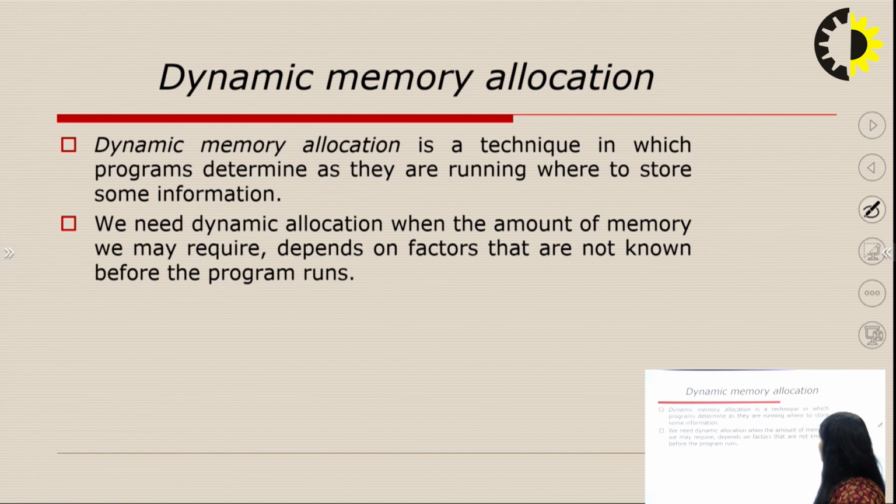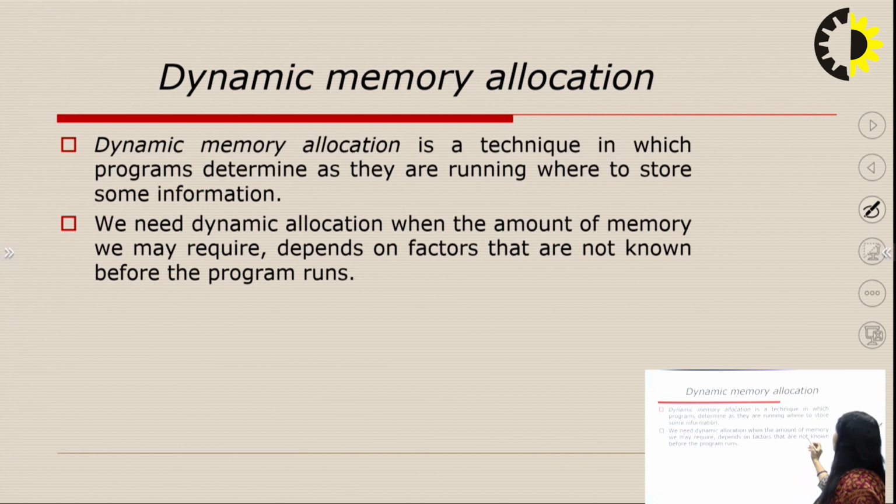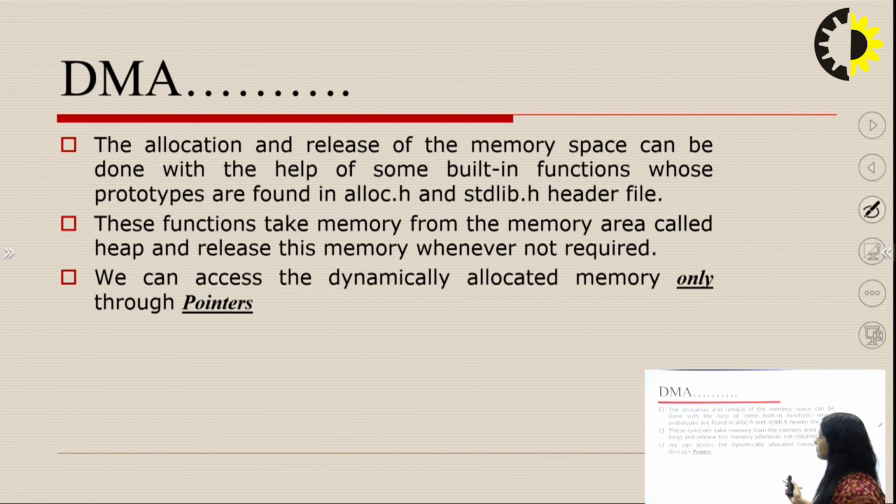Dynamic memory allocation is a technique in which programs determine as they are running where to store some information. We need dynamic allocation when the amount of memory we may require depends on factors that are not known before the program runs. That means dynamically, whenever required, we can allocate the memory according to the requirement.